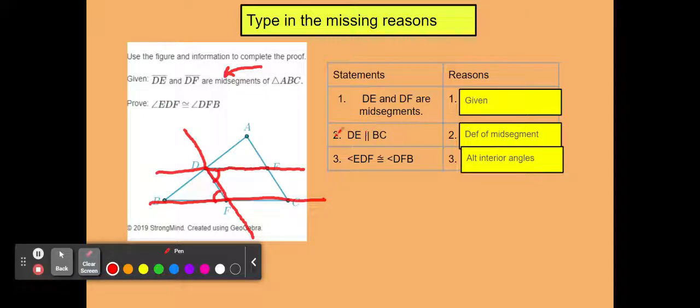DE is parallel to BC. That's the definition of a midsegment, that the midsegment is parallel to the opposite side. So DE parallel to BC. And then if we have two parallel lines, these angles that are on alternate sides of the transversal and between the two parallel lines are alternate interior angles. And we know that those are congruent.